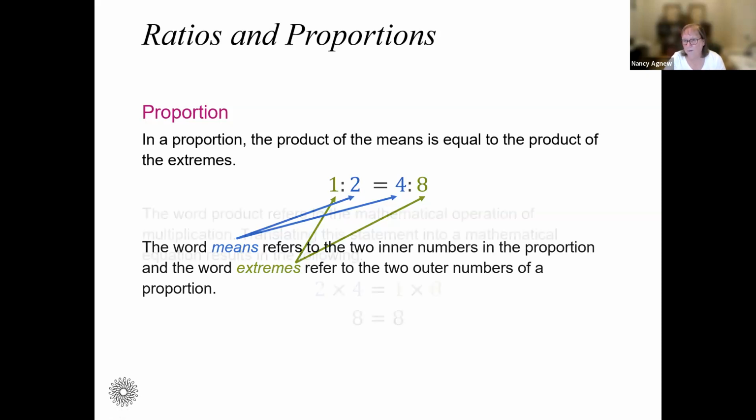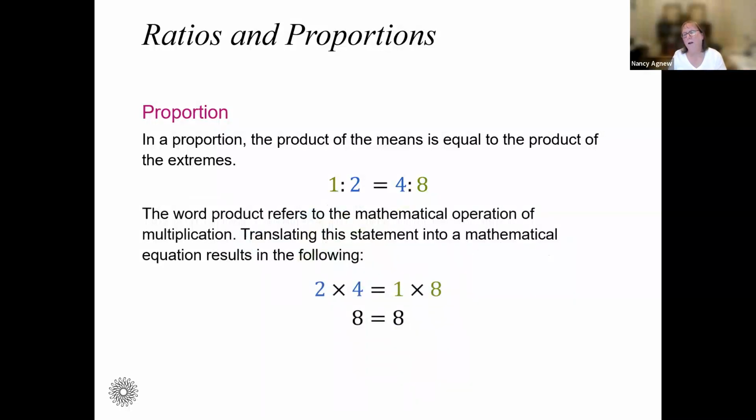So let's show this. So here I've got that same proportion with the means highlighted in blue and the extremes highlighted in green. So the product of the means would be written as 2 times 4, and the product of the extremes would be written as 1 times 8. And we've proven this as 8 equals 8. So I know that those two numbers are equivalent.